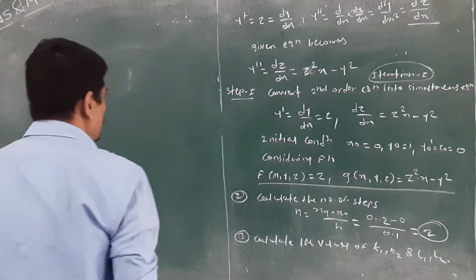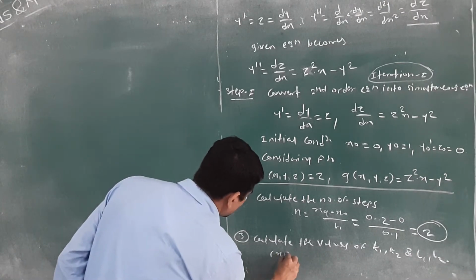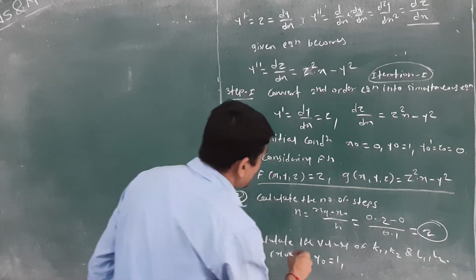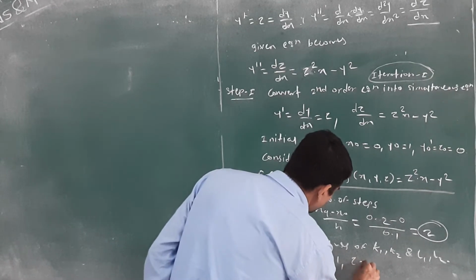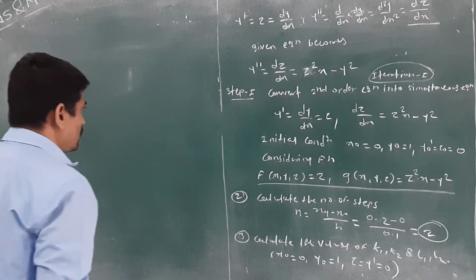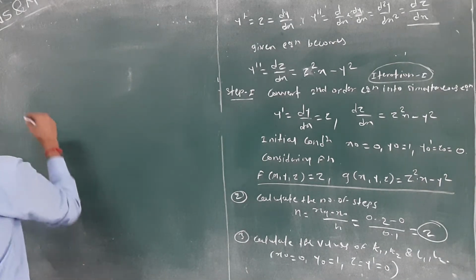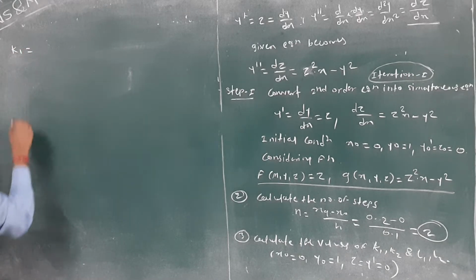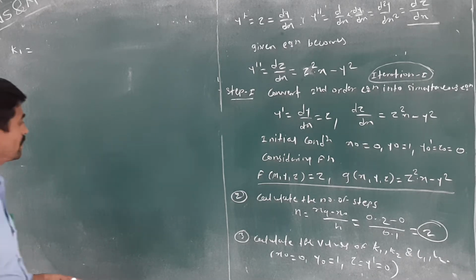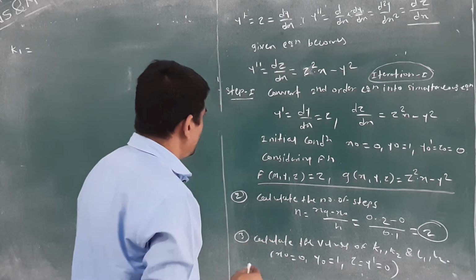Then see, before going to that calculation, what is the value of x0? I will write the required values: x0 is 0, y0 is equal to 1, and y dash, which is z, is equal to 0. Those values are given in your problem statement. Then we want to calculate k1. How to calculate k1? Can anybody tell me how to calculate k1? We have seen it.